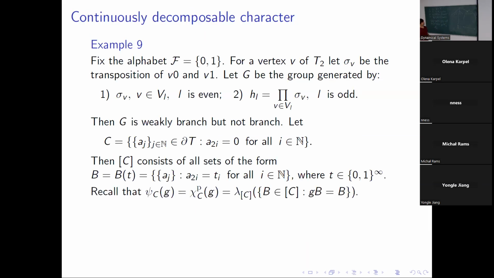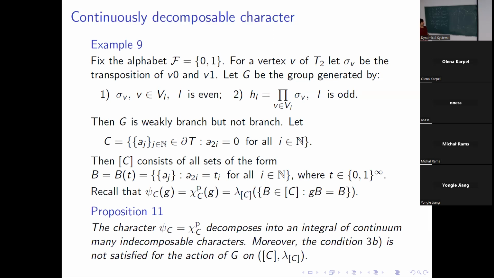And finally, we also construct an example of a subset C and a weakly branch group for which the associated character decomposes into an integral of continuum many indecomposable characters. So this shows that for a weakly branch group it is possible that here in the image we will have a character which is an integral of continuum many other characters, so it will be very strongly not indecomposable.